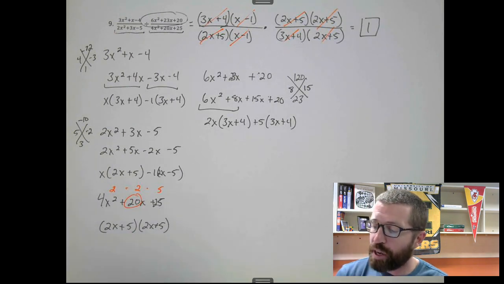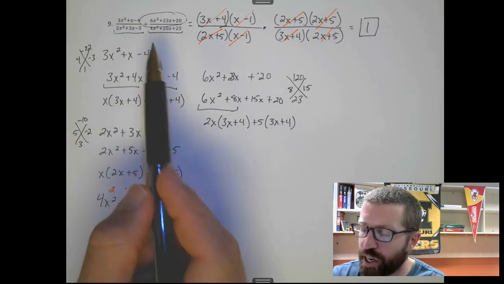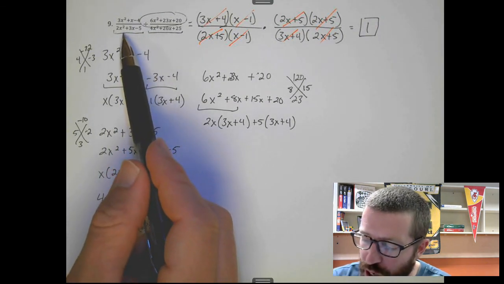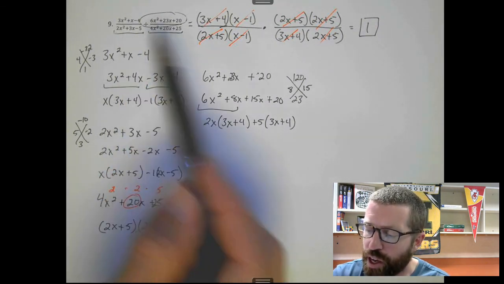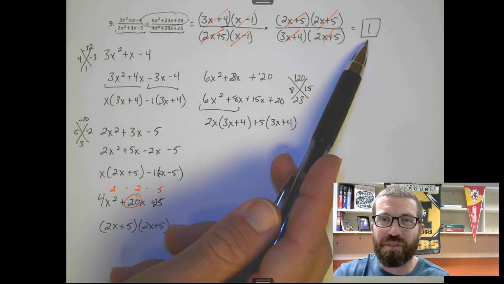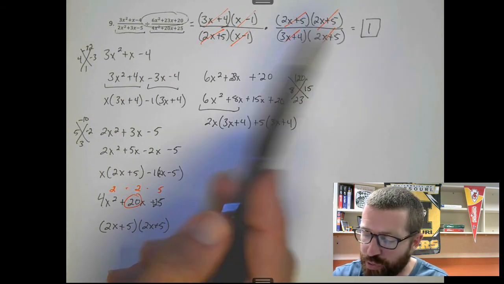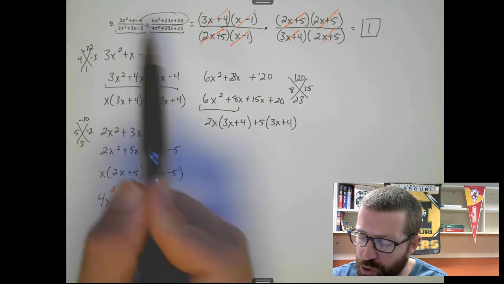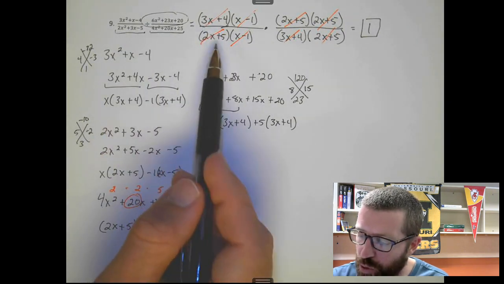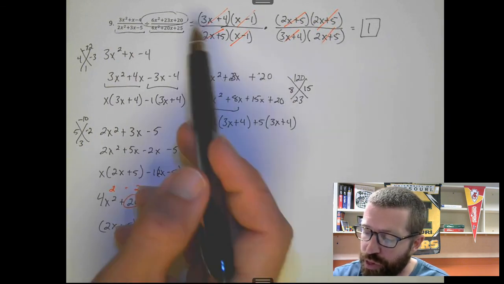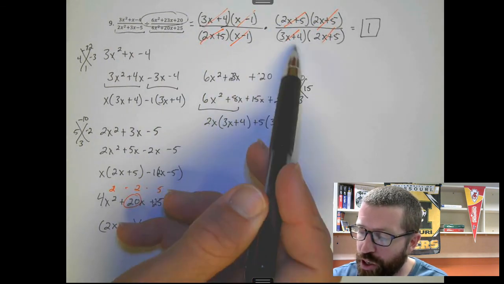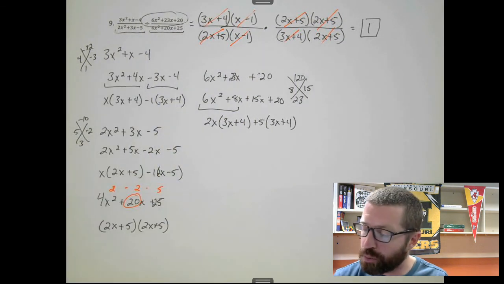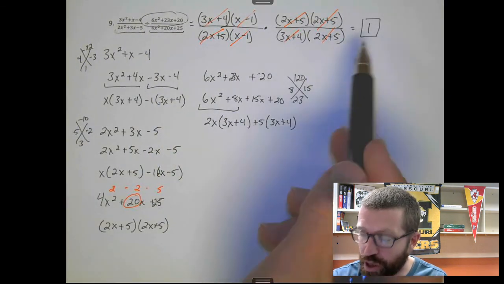If you were to talk about the domain, then you would have to find everywhere the bottom of the original problem is 0. Looking at the simplified one, everything looks fine, right? But if you go back here, you have a problem with this fraction here. You have to find those numbers. So you would have a lot of values that you can't plug in for x for this problem. But it all simplifies down to just 1.